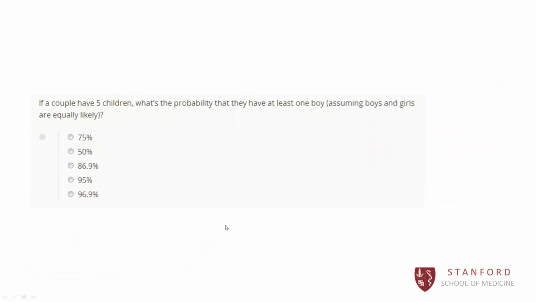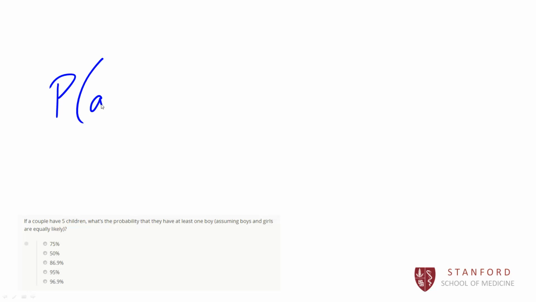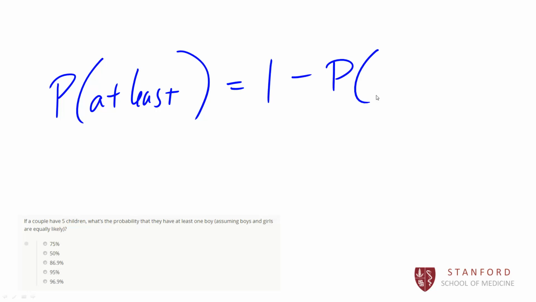So this problem introduces the at least type problem. And just as review, for at least type problems, the key is to realize that the probability of the event happening at least once is equal to 1 minus the probability of it not happening at all. Not at all. Okay, so the question reads, if a couple has 5 children, what's the probability that they have at least 1 boy?